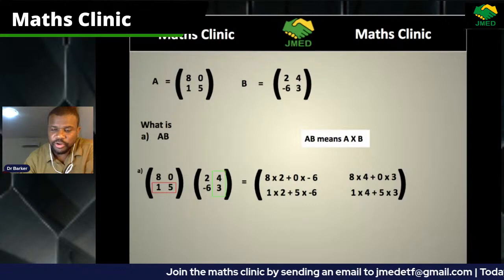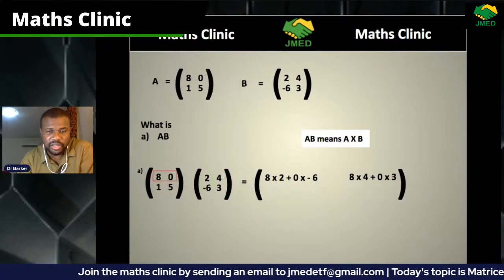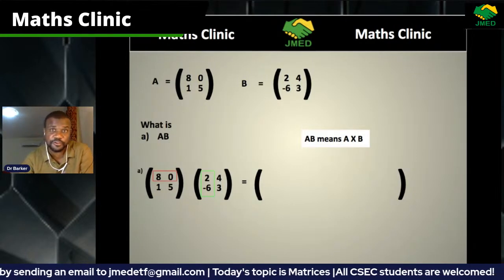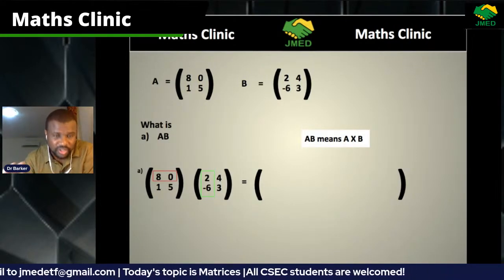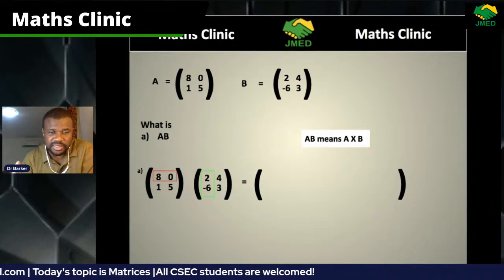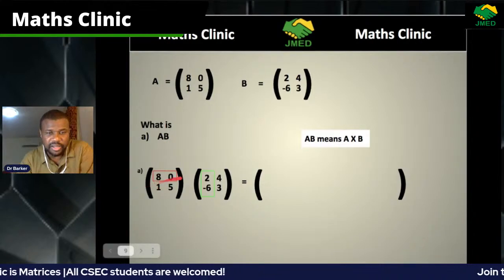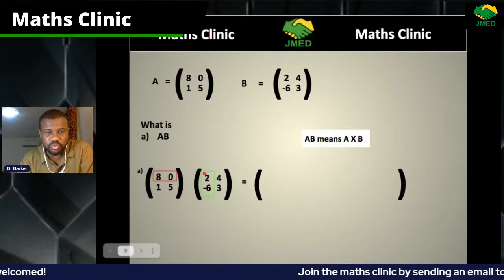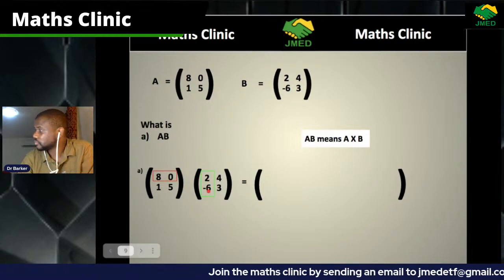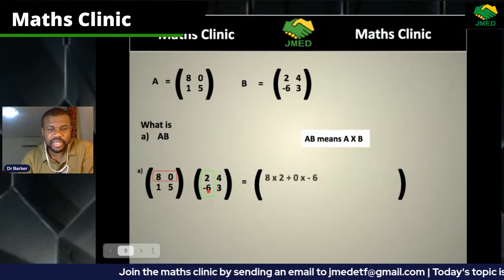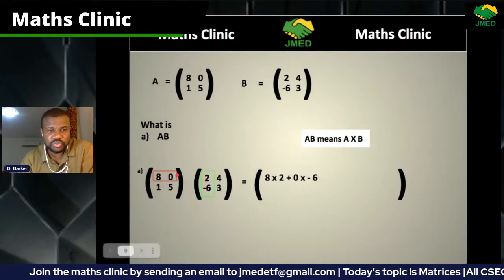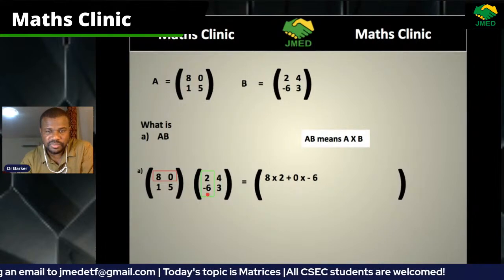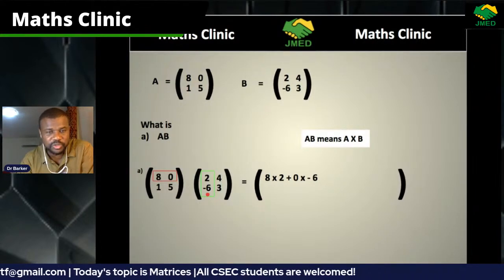So remember that we're doing row by column. I'll go through it once more because we have other examples you'll be able to practice this. And I remember the first time that I saw this, I just needed to practice it, but I'll go through it again. So it's row by column. So once you identify the first row, you're going to do row by column. And we are going to get that. So 8 times 2 and 0 times minus 6. We write that down. We're not finished yet. We just write that down.